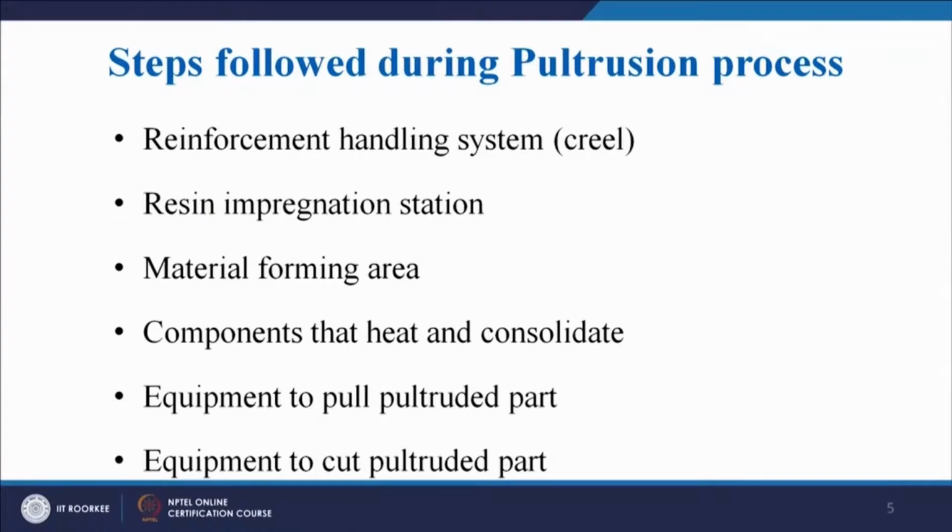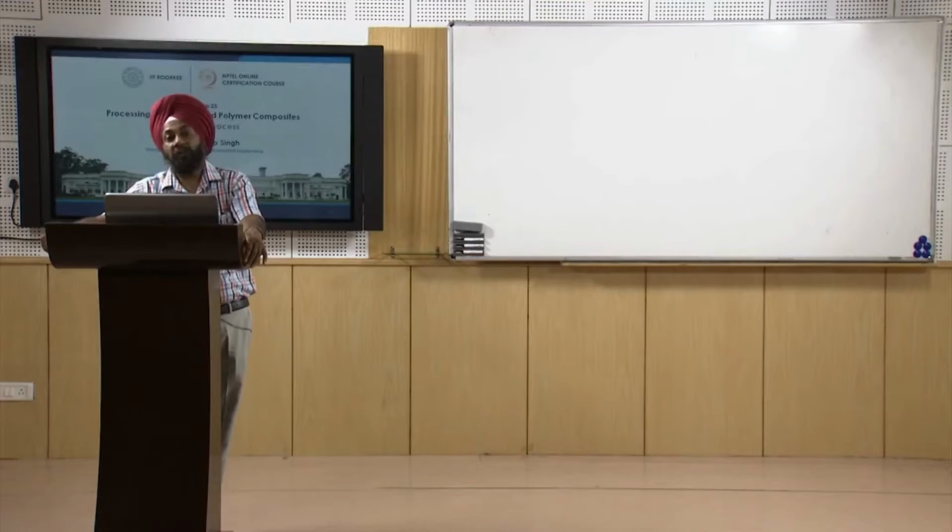Equipment to pull the pultruded part. I think I have explained in much detail how the pultrusion process is different from the extrusion process. In pultrusion we are going to pull the material, so there has to be a pulling mechanism which will pull the final product out of the machine. So that is another arrangement that we have to provide.